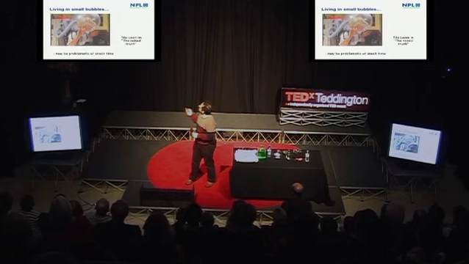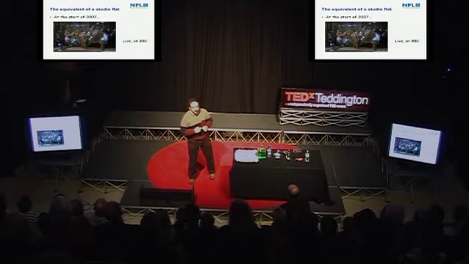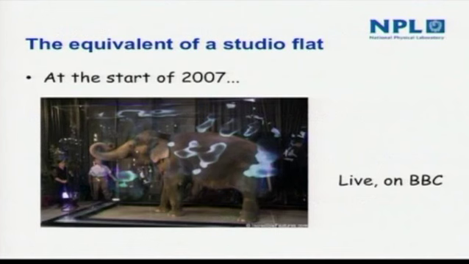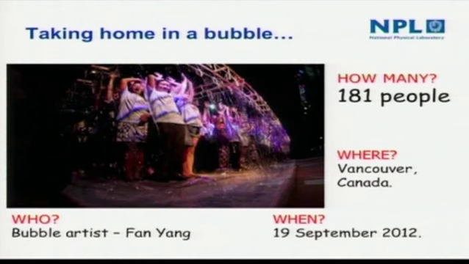So what is the way forward? Very easy. Let's make a bigger bubble. Let's make a flat. And here, this was live on BBC in 2007, someone put an elephant in a bubble. That's the equivalent of a studio flat. But now if you go on the Guinness World Records, you find that the current number is 181 people in a bubble.